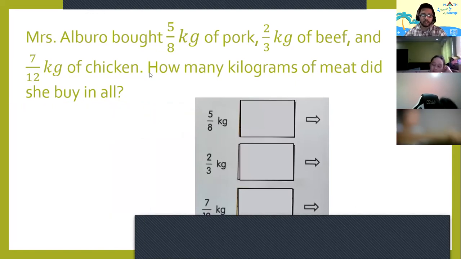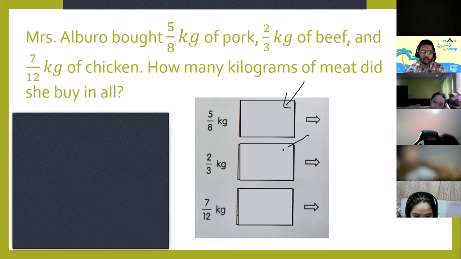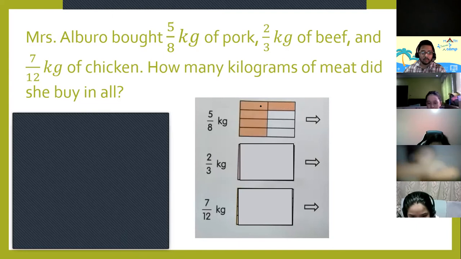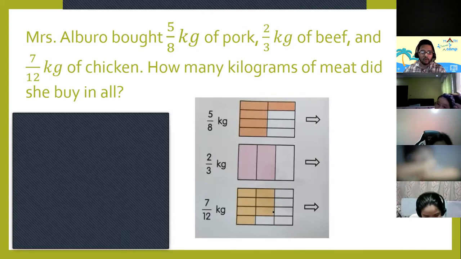So suppose those squares, dito, itong mga to, they represent a whole kilogram. Okay? So imagine nyo lang, that's 1 whole kilogram. So bumili siya ng 5/8 kilogram. So that's 5/8. 1, 2, 3, 4, 5 over 8. And this is 2 over 3. And this is 7 over 12 of chicken.